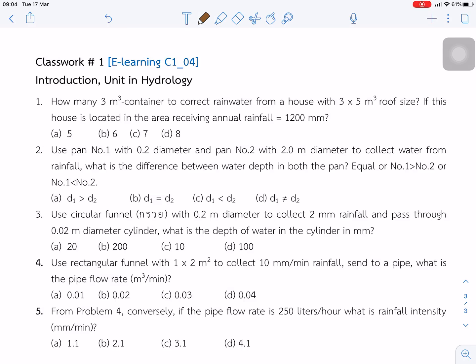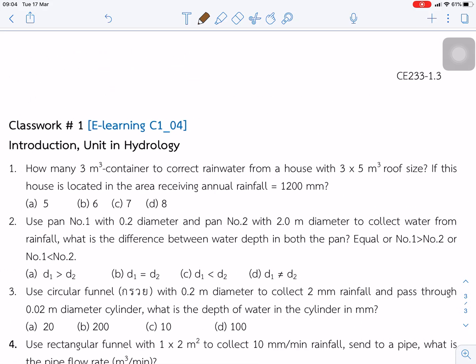Lecture 1 part 2 is classwork. This is a set of practice problems about units in hydrology. I will explain the questions, and you can work on them as homework and find the solutions, and we will give the solutions next time. Okay, so let's start by trying to understand each question.